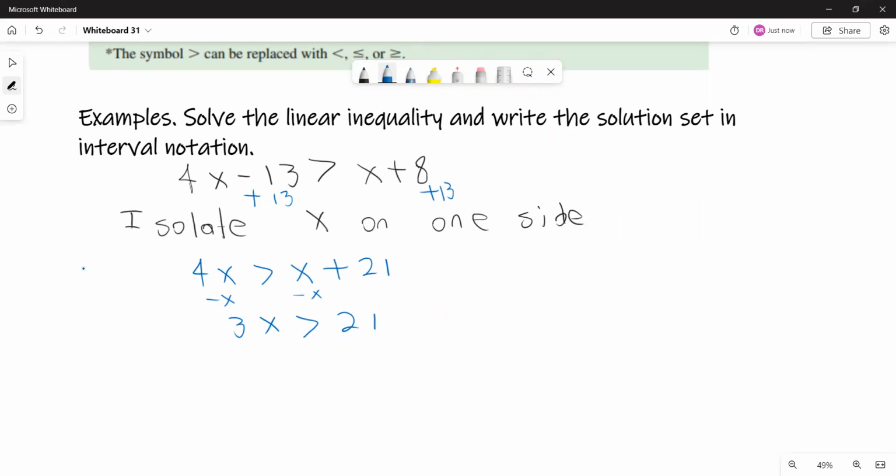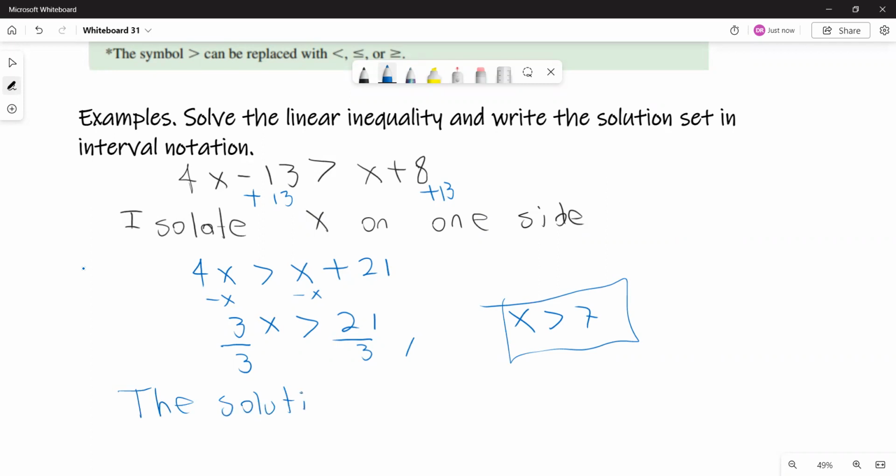If we divide the inequality by something positive, the inequality is preserved, and we have that x is greater than 7. So that's not the solution yet. That's still an inequality. The solution set is going to be everything greater than 7, so 7 to infinity. We have a greater than. If we have greater than or less than, we write a parenthesis to indicate that the endpoint value is not part of the set. So the solution set is 7 to infinity.